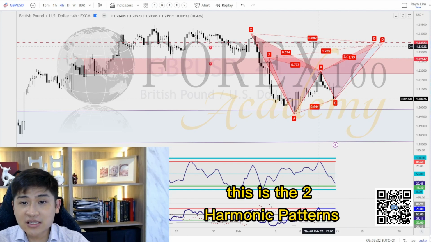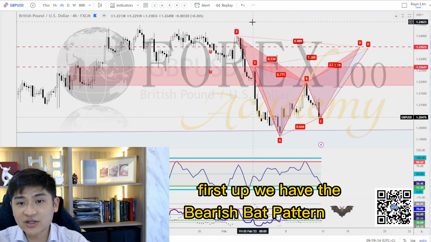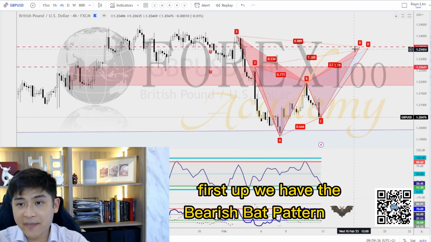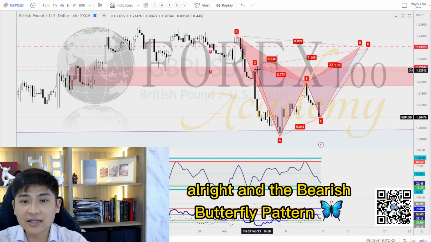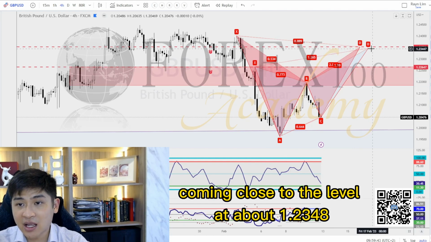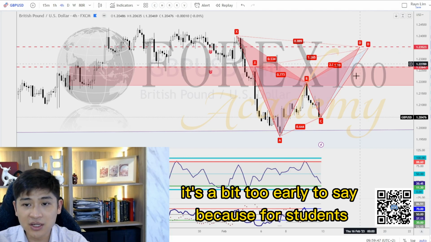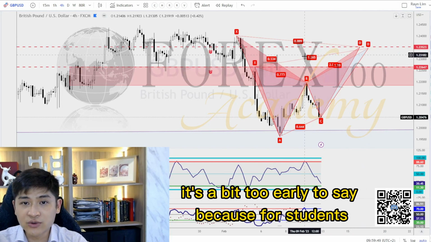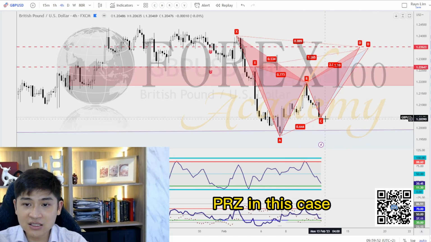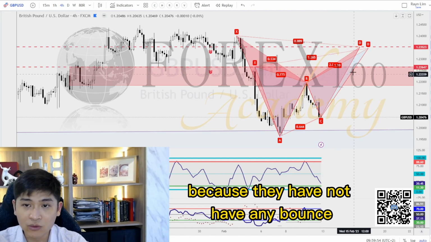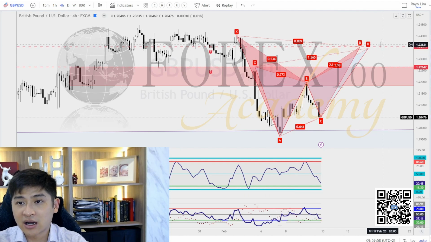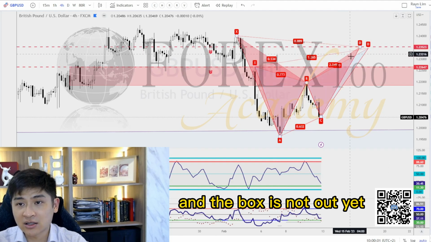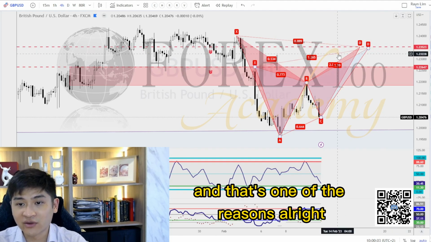So the 4-hour chart, these are the two harmonic patterns. First up, we have the bearish bat pattern that completes at 1.2352. All right, and the bearish butterfly pattern coming close to the level at about 1.2348. It's a bit too early to say because the PRZ in this case has not had any bounce. I'm using just one point from X to A to trigger the line, and the box is not out yet, and that's one of the reasons.